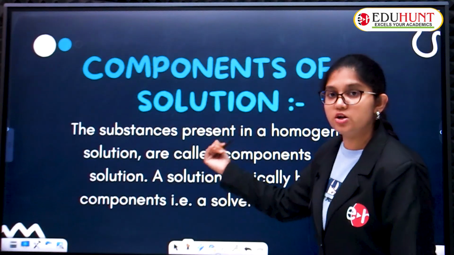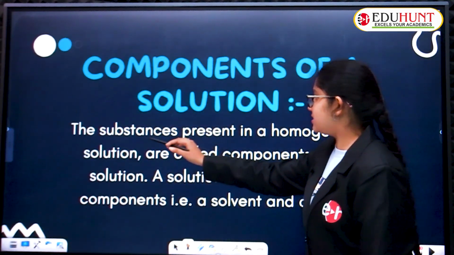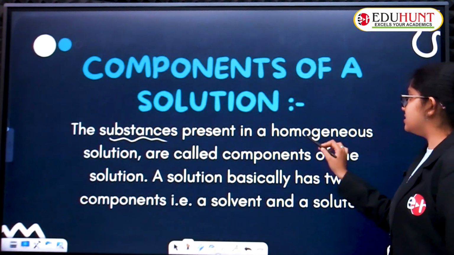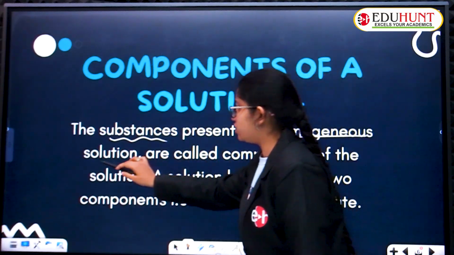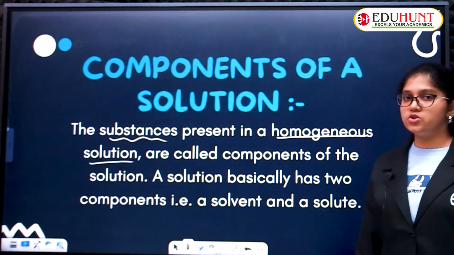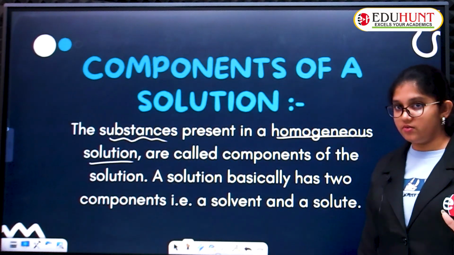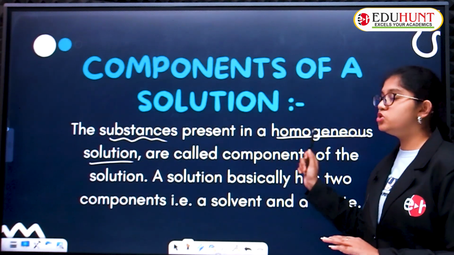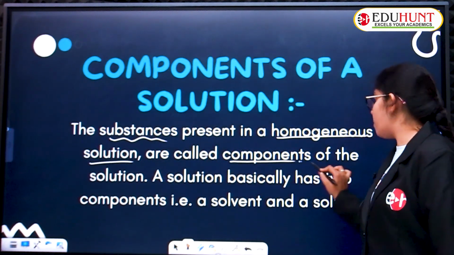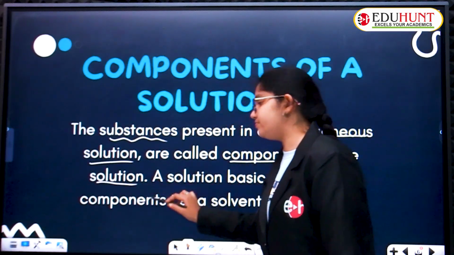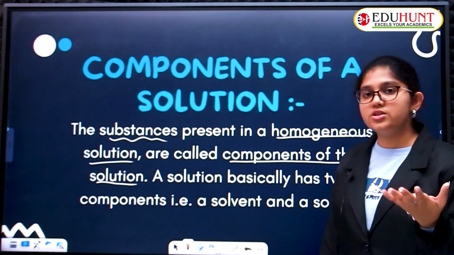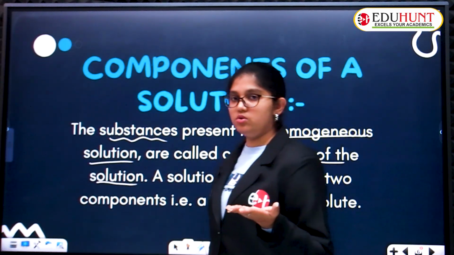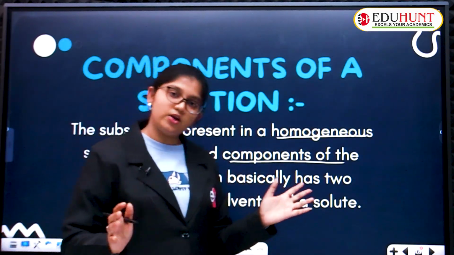Components of a solution. The substances present in a homogeneous solution. We know a homogeneous solution contains both solute and solvent, right? So the substances which are present in a homogeneous solution are called the components of the solution. General ga manaki ichina oka homogeneous substances mixture lo ఏదైతే components ఉంటాయో దాని గురించి మనం మాట్లాడుకుంటున్నాం.